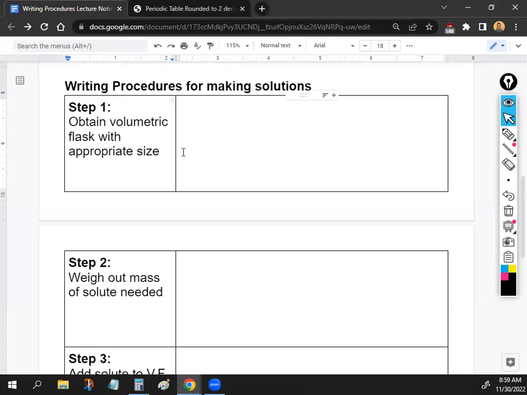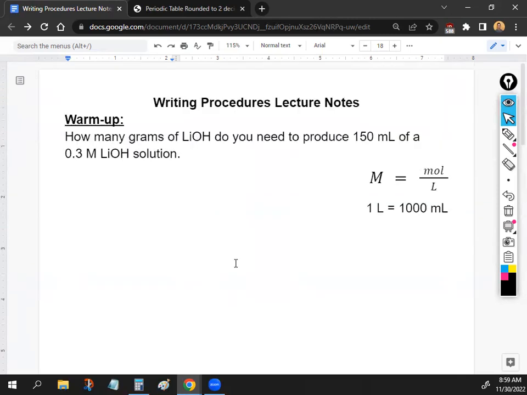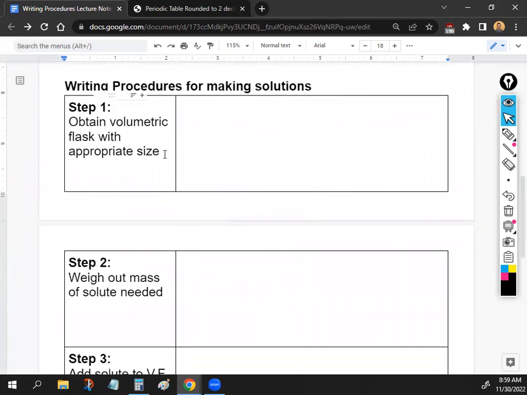We're going to use the warm-up problem as our example here. If you take a look back at the numbers that we worked with, how big is our solution going to be for that problem? What's the volume of our solution in the warm-up? Yeah, 150 milliliters, or 0.15 liters. So basically you just want to find a volumetric flask. The volumetric flask looks like this. You're going to find a volumetric flask that has the size of the solution that you want.